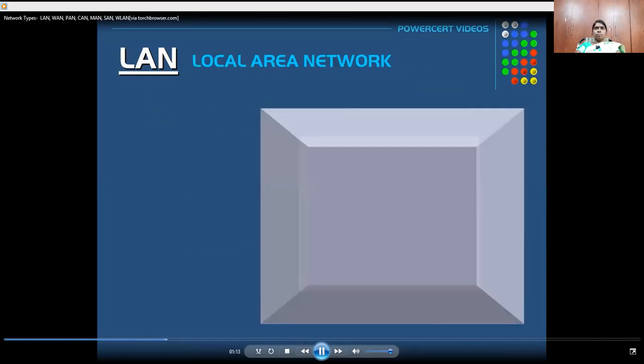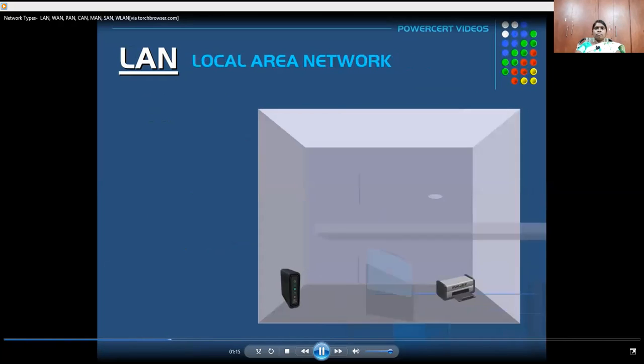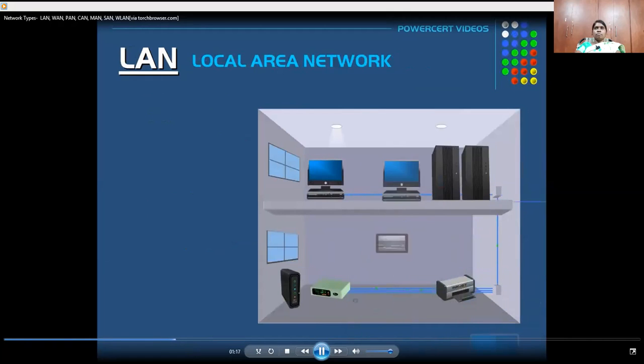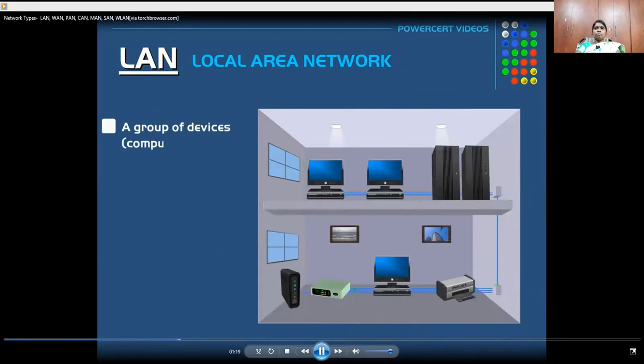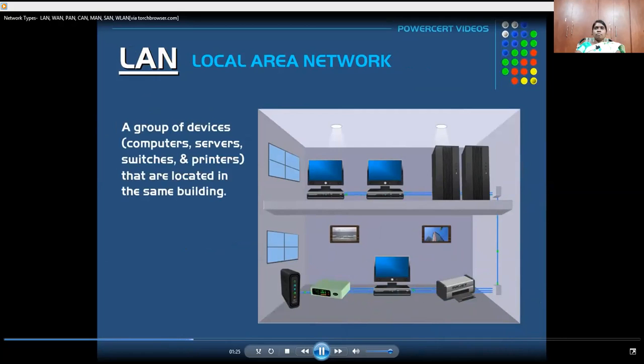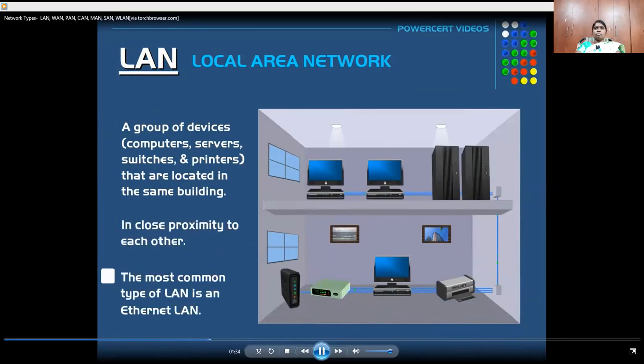And the next type of network is a LAN. Now LAN stands for Local Area Network. A local area network is a group of devices such as computers, servers, switches, and printers which are located in the same building, such as in an office or in a home. In other words, in close proximity to each other. The most common type of LAN is an Ethernet LAN, where two or more computers are connected to Ethernet cables.